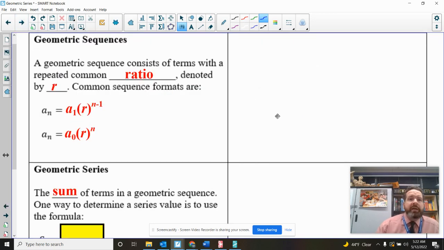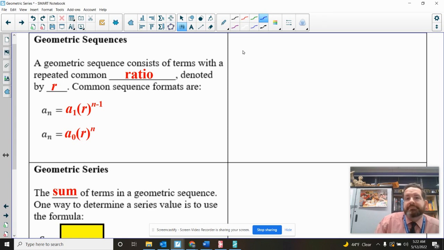So here we go. A geometric sequence consists of terms with a repeated common ratio. That's the number you multiply by, and those are denoted by r. So they typically come in 2 formulas, depending whether you're basing on the first term, which is very often easiest, or if you are basing on the 0th term, which often gives you some useful insight into the structure of the sequence. Let's just take a look at an example. We'll write it both in terms of its first term basis and its 0th term basis.